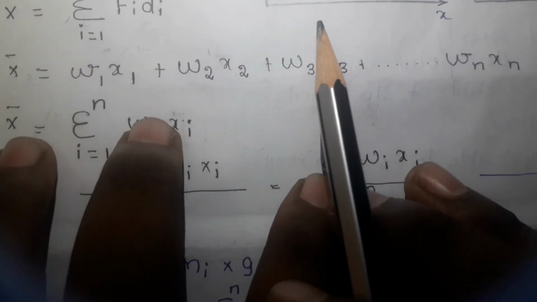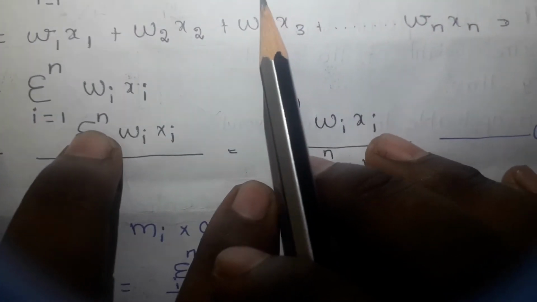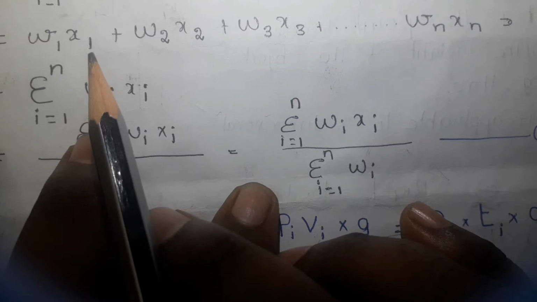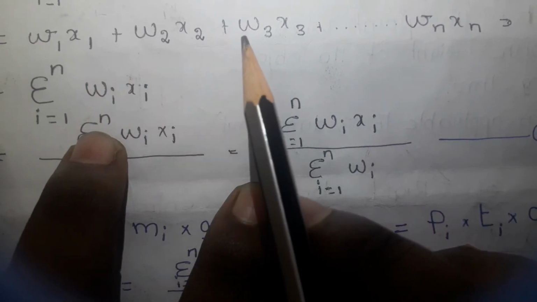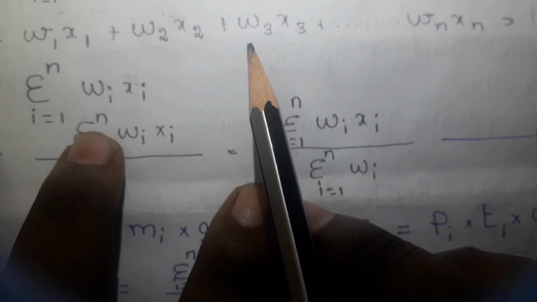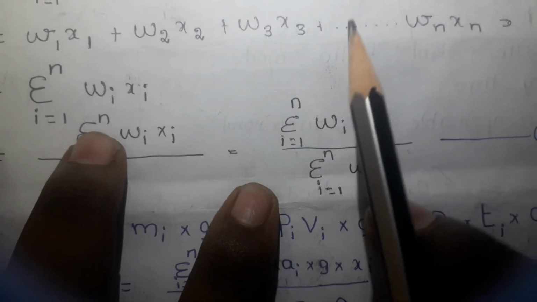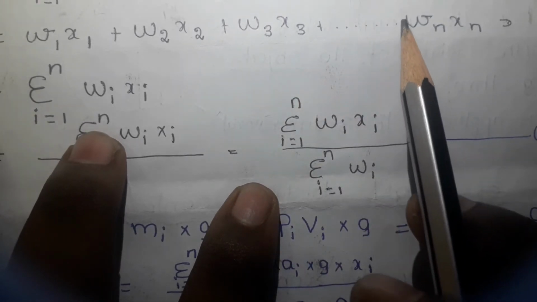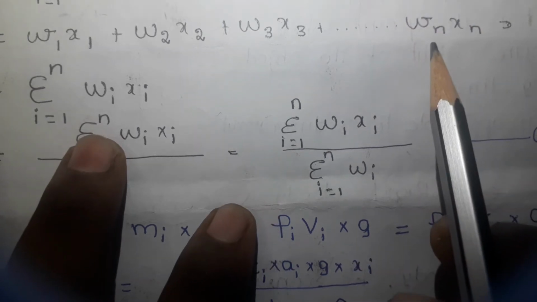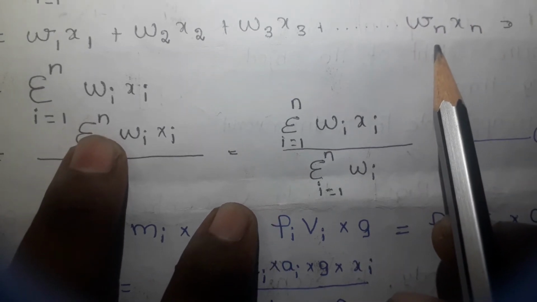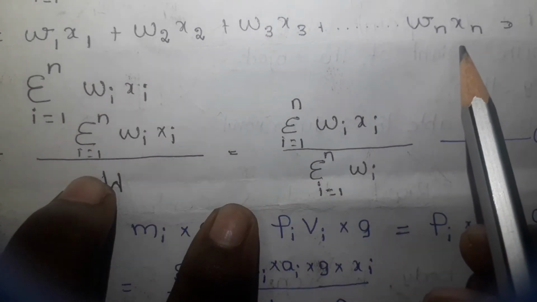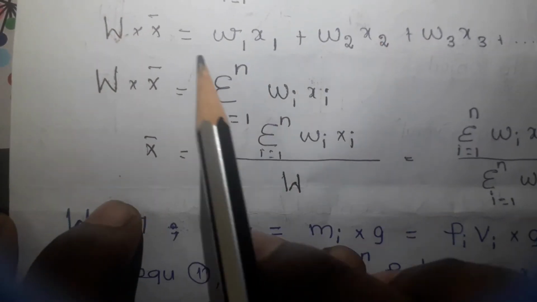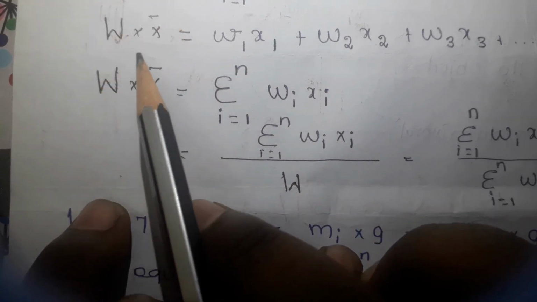Okay, so this is what I have written here. W1 x1 is the moment of the first element, W2 x2 is the moment of the second element, W3 x3 is the moment of the third element. In a similar manner, this is the moment of the last element. When you add all the individual moments, it will be equal to the moment due to the resultant.